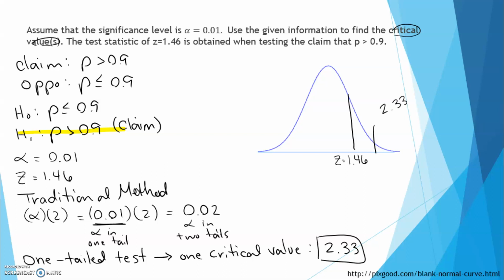Okay, so if this is my critical value, so this is z equal to 2.33, which is our critical value, and z equal to 1.46, that is our test statistic. The critical region is going to be beyond your critical value. So that's going to be this part over here. This right here is my critical region.